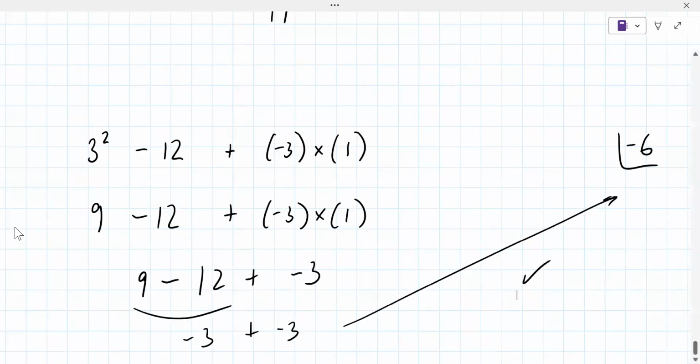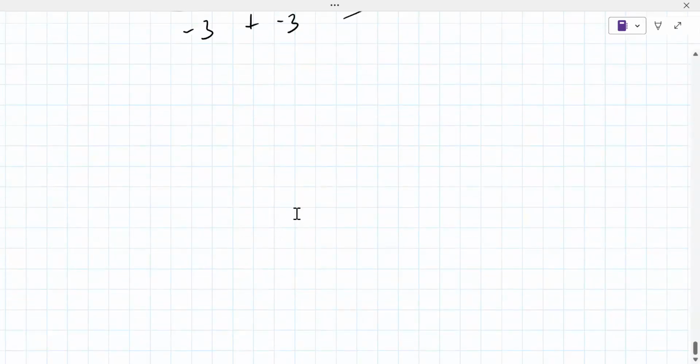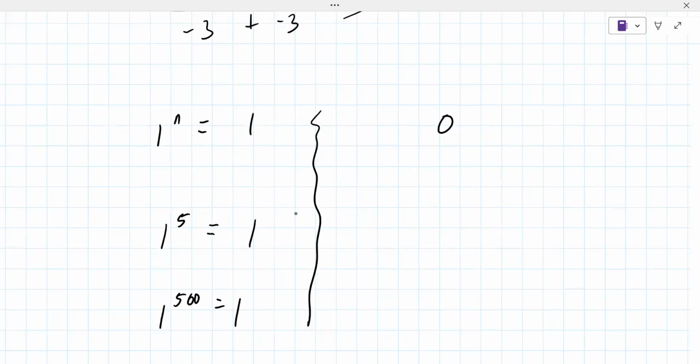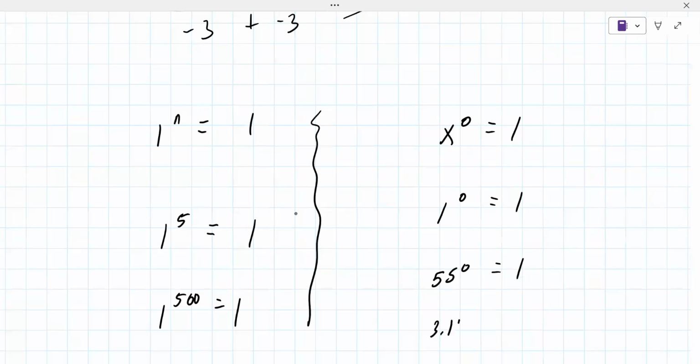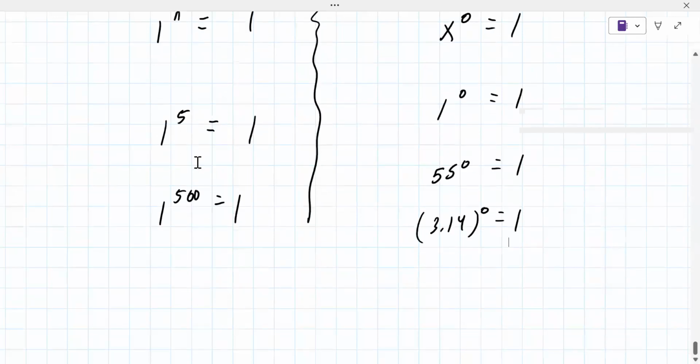All right, let's throw in a couple more here. Actually, a couple of new rules. 1 to any power is always 1. Let's say it's 1 to the 5th. It's always 1. 1 to the 500 is always 1. Another one is any number to the power of 0 is 1. So 1 to the power of 0 is 1. 55 to the power of 0 is 1. 3.14 to the power of 0 is also 1. So anything to the 0 power is 1. 1 to any power is 1. That'll come up in a bit.